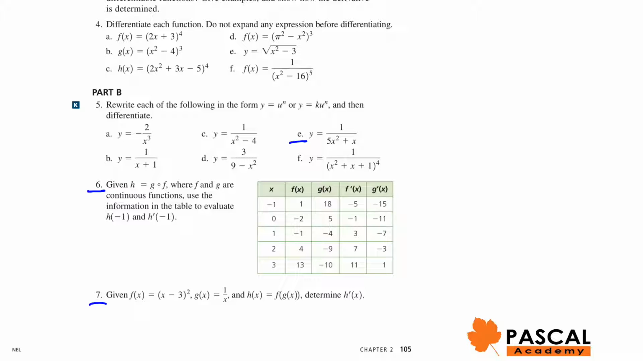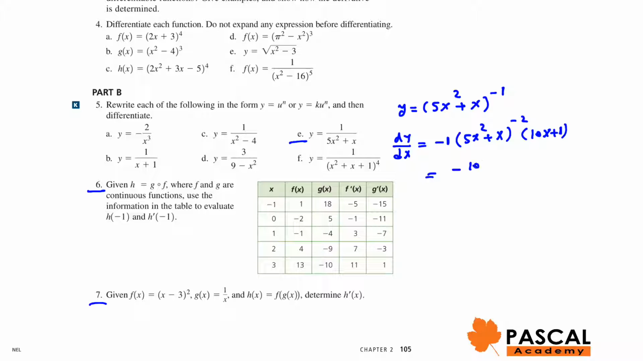Write the function in the form of y equals u to the power of n. Y is (5x² + x) to the power of negative 1. Then differentiate. dy/dx is minus 1 times (5x² + x) to the power of minus 2 times (10x + 1), which can be written as negative (10x + 1) over (5x² + x) to the power of 2.